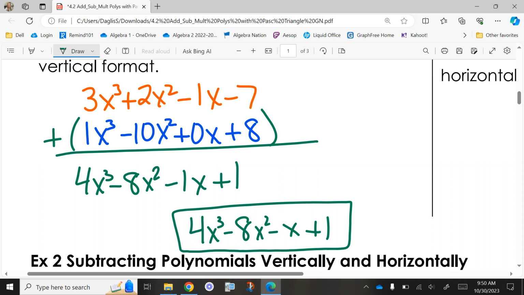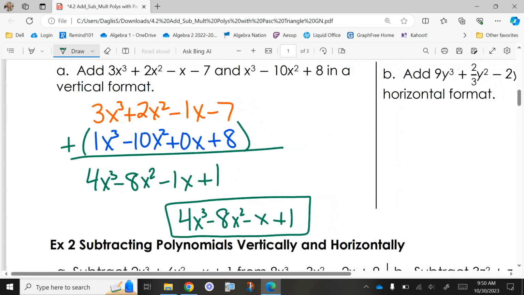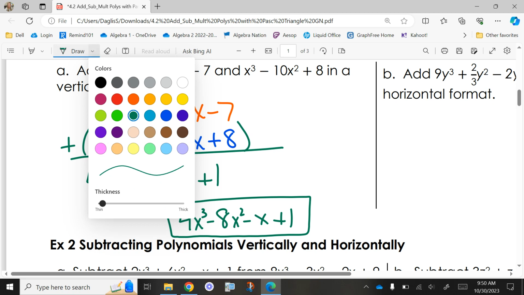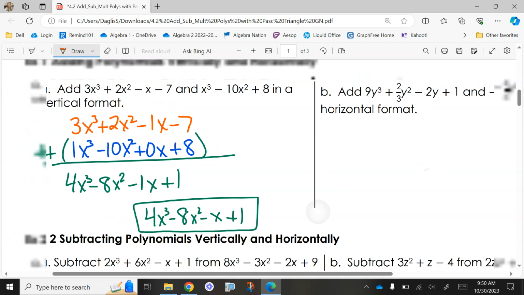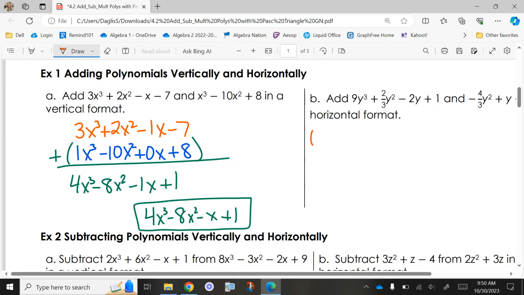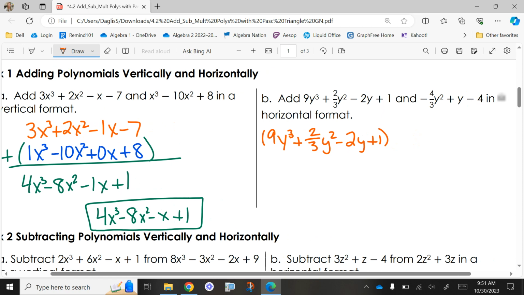All right, so there's the vertical way of doing it. We can also do horizontally, which some of you might be used to more. But some people, once they see the vertical format, they kind of like that better. So that's why I'm just exposing you to everything. So let's do two new ones, but we're going to do a horizontal format. Meaning we're going to have 9y to the power of 3 plus 2/3 y squared minus 2y plus 1.